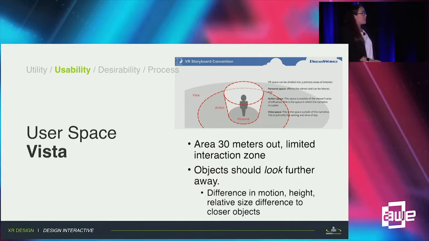The last space is the Vista Space. So this is anywhere that's about 30 meters out. That's kind of a general rule. And there's very limited interaction zone. We can't expect users to be working in this space at all. And things that we need to create for UI UX design is that objects need to look further away, right? We have to make sure that things that live there that are virtual make sense to live in that space. If there need to be dust particles to make sure that they know that things are further away, then we have to provide that.